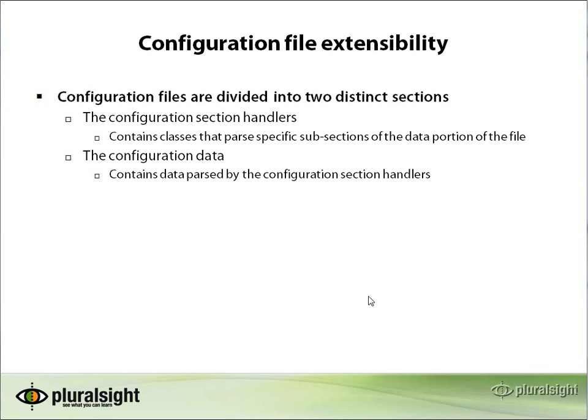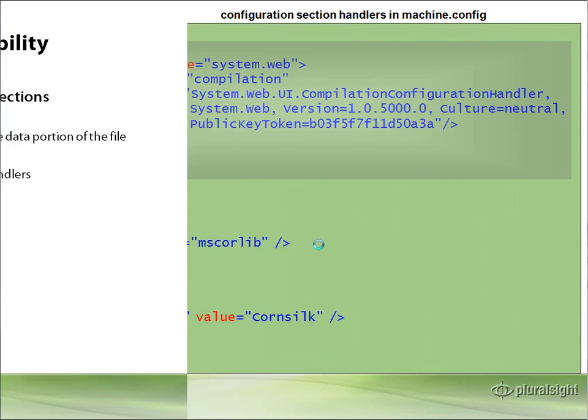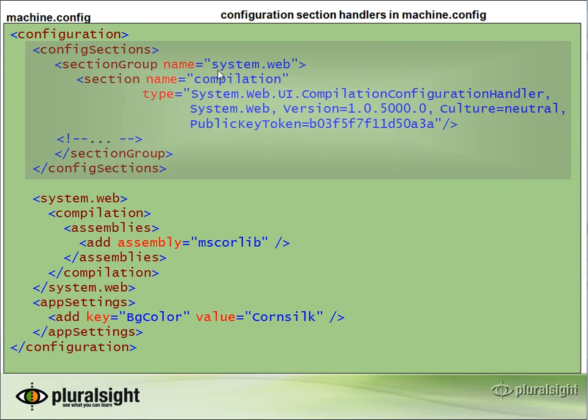And we already saw this in an earlier example when we looked at the machine.config file. We noticed at the very top there were a bunch of configuration section handlers laid out, and those were the section handlers that parse the rest of the file. And so the data below needs to match a particular section that is defined by a section handler. So you'll see this in the machine config file, you'll see elements like this, where the system.web element is going to be parsed by the compilation configuration handler that is defined in this assembly, or the compilation section is.